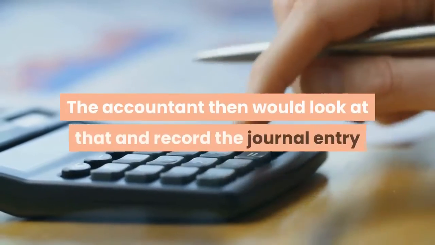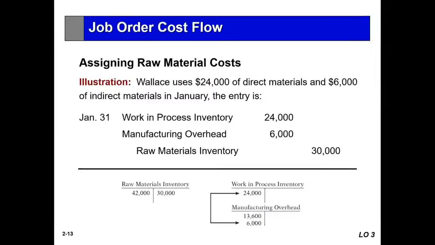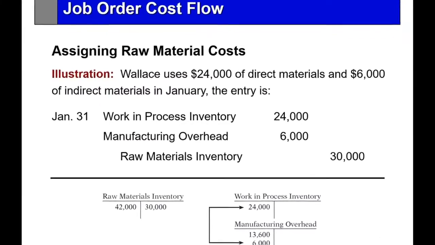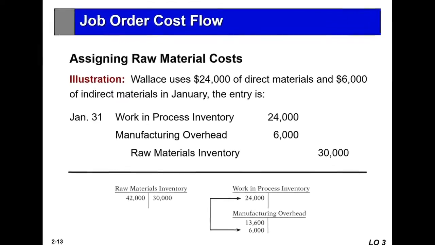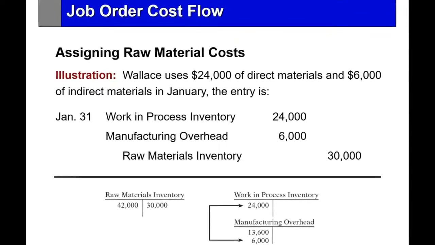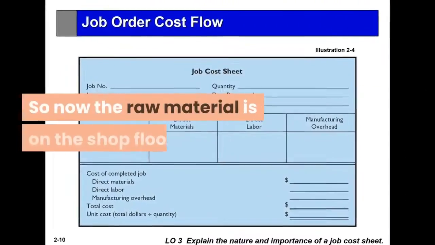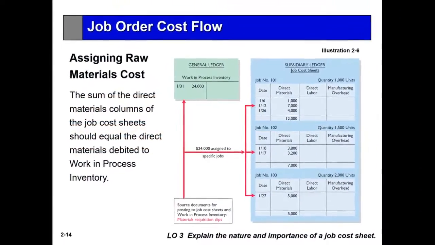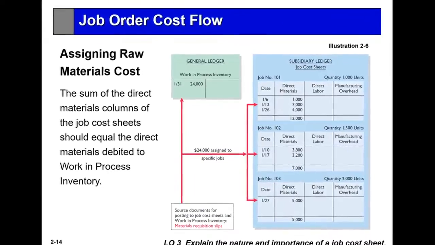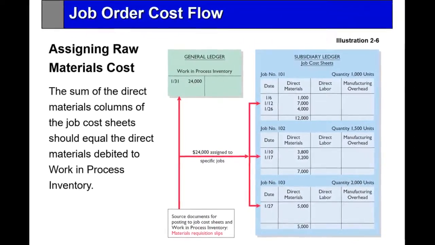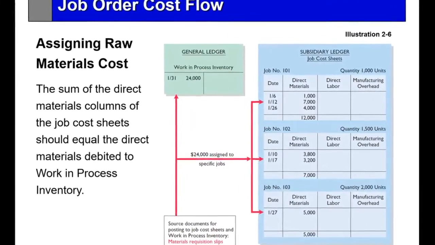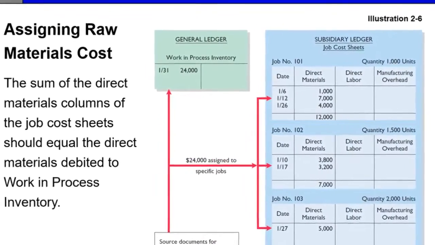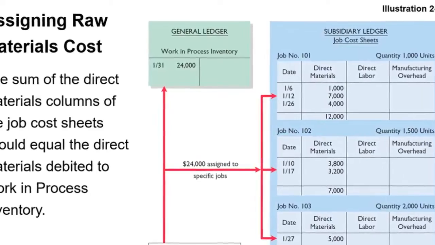The accountant then would look at that and record the journal entry, and the journal entry simply would be: debit work in process inventory, debit manufacturing overhead, and credit raw material inventory. So now the raw material is on the shop floor. Where did it go? Some of the direct material went to job 101, some went to job 103, and you see the direct material being recorded as the job was worked.